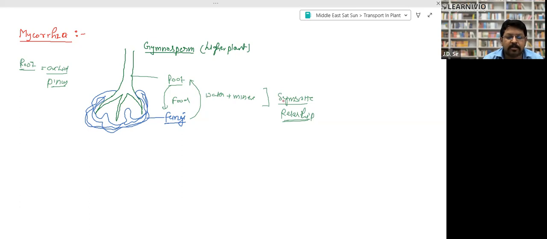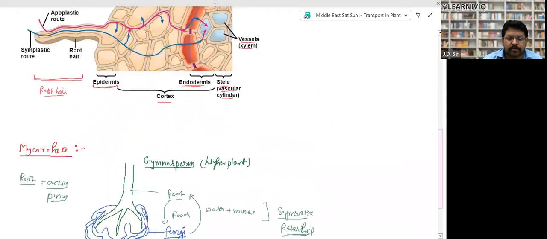This kind of relationship is called a symbiotic relationship. We have studied symbiotic relationships in ecology. So mycorrhiza is a structure where the gymnosperm root and fungi are found in a symbiotic state, and they help in better water absorption. Why? Because the roots are not that efficient in absorbing water. So this structure is called mycorrhiza basically. Mycorrhiza is also important.